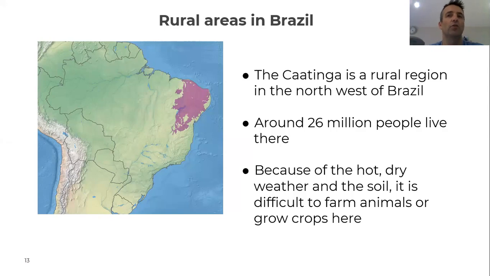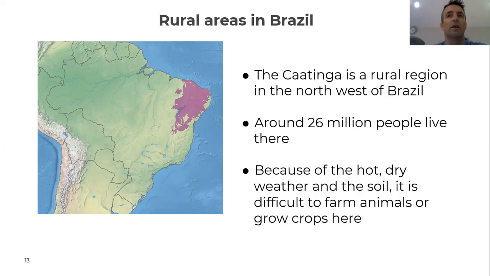Now, because of the hot and dry weather in this region, and because of the soil that's there, it's difficult to farm animals or to grow crops there. So because it doesn't rain that much, and the ground is very dry and the soil is pretty thin, it's difficult to have any animals living there because there's not enough grass for them to eat. And it's difficult to grow crops because the plants always need water to grow. So that's an example of a rural area in Brazil.